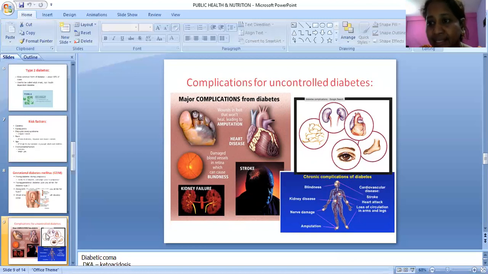Okay, next, neuropathy. What is neuropathy? People will be suffering from a burning sensation in their hands and feet. Or people will feel numbness or a tingling sensation in their hands and feet because of loss of circulation in the arms and legs. In this figure, you can observe wounds in the foot that won't heal, leading to amputation.